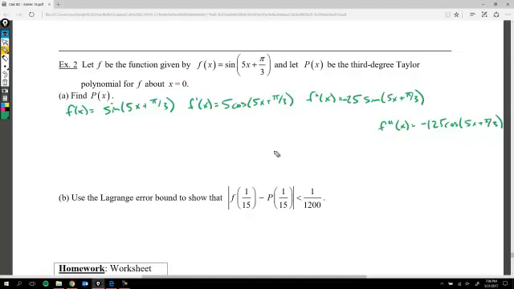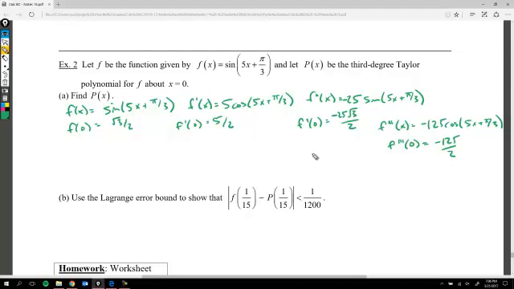Okay, so I established my three derivatives here, and I have to plug in 0. Right, so I need to find f of 0, which is root 3 over 2. Okay, f prime of 0 is 5 halves. F double prime of 0 is negative 25 root 3 over 2. And f to the third prime of 0 is negative 125 over 2.